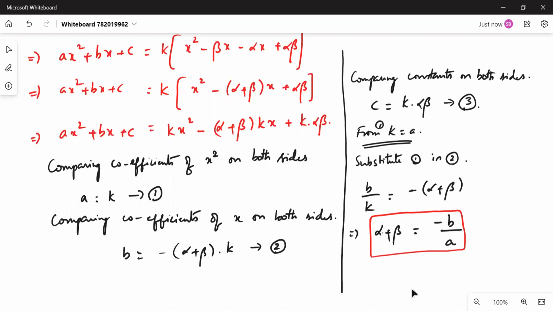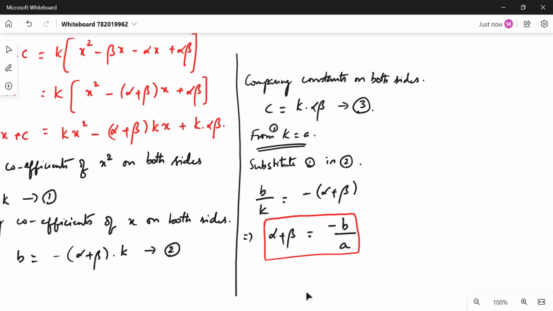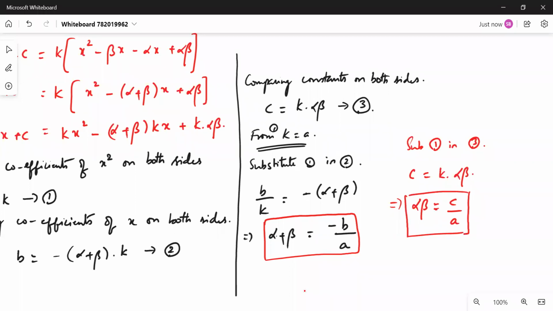Clear? Yes, sir. Similarly, from 1, or directly we will write, substitute 1 in 3. C is equal to K into alpha beta. That implies alpha beta is equal to C by K. K is nothing but A. So the product of zeros is C by A.